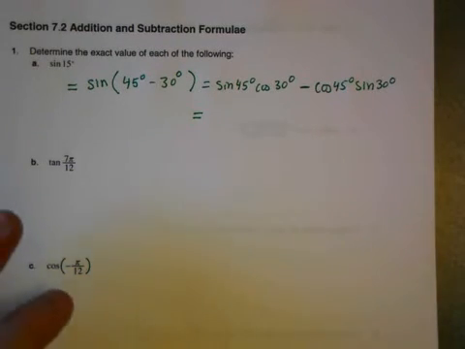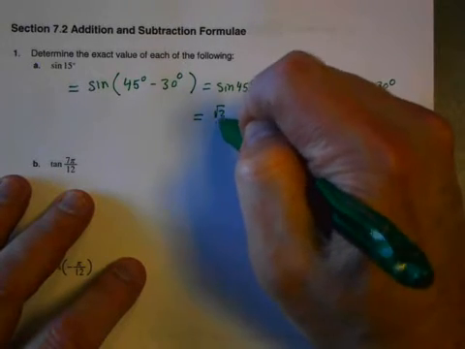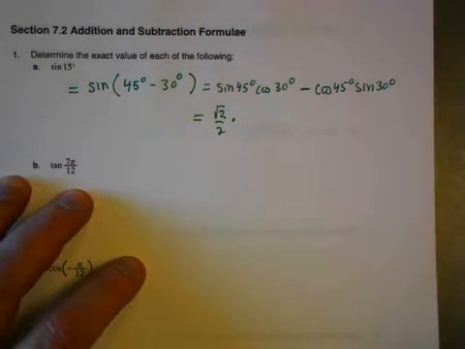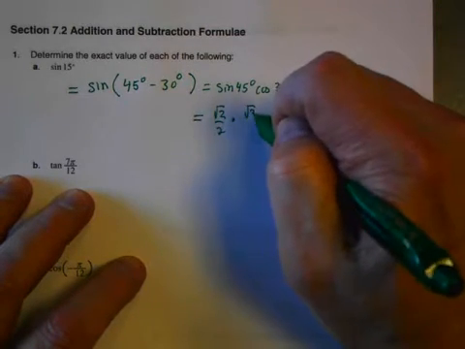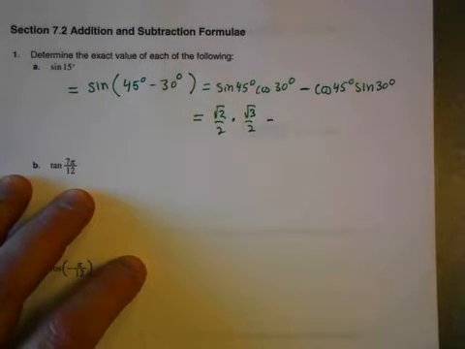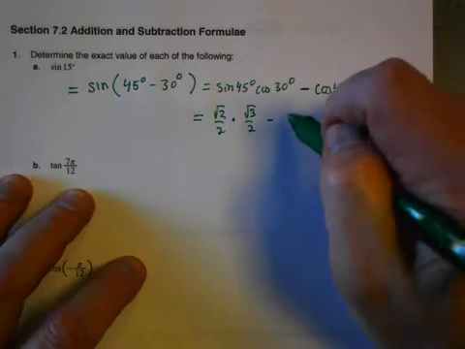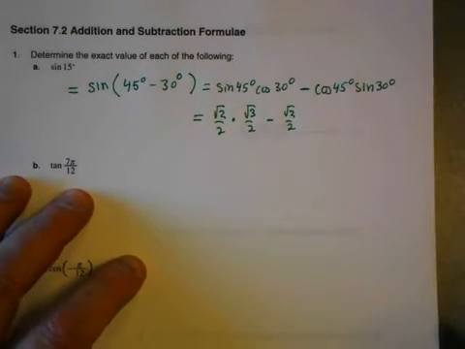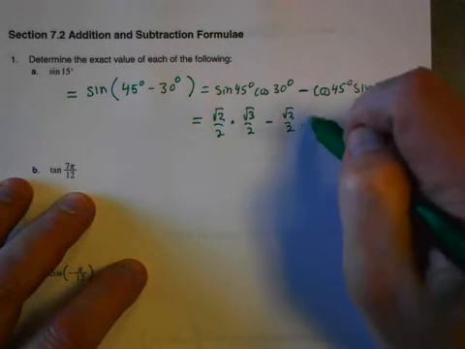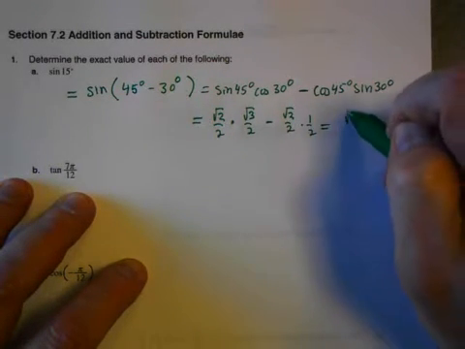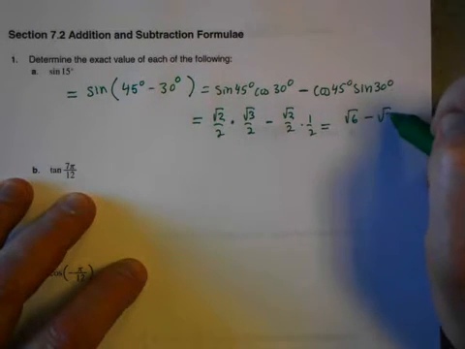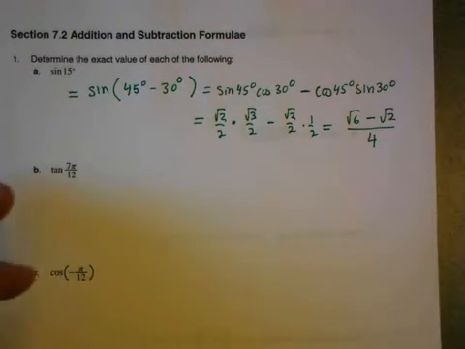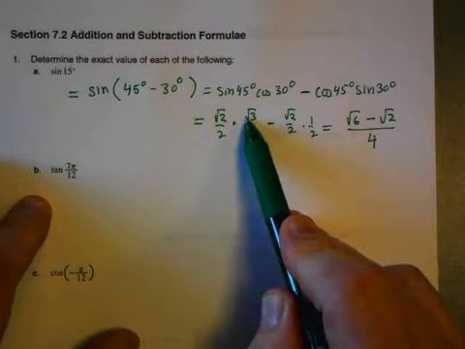All right, and then we just fill it all in because we've memorized all these values. Sine of 45 is square root of 2 over 2. Oh, we know that one well. Cosine 30 degrees is square root of 3 over 2. We're on a roll today. Minus cosine of 45, square root of 2 over 2. And finally, sine of 30, 1/2. So we get square root of 6 minus square root of 2 all over 4. Questions on that one? Square root of 2 times square root of 3? Square root of 6.